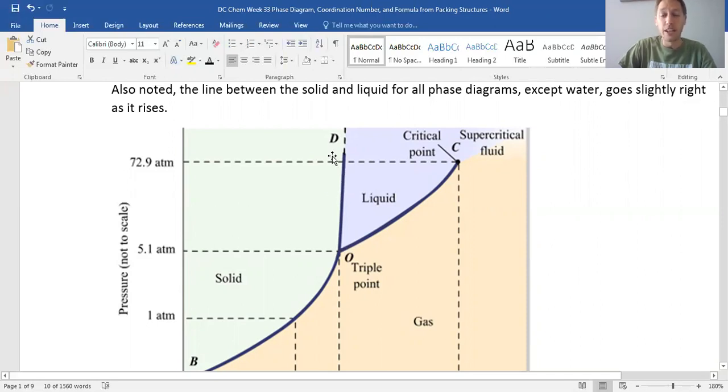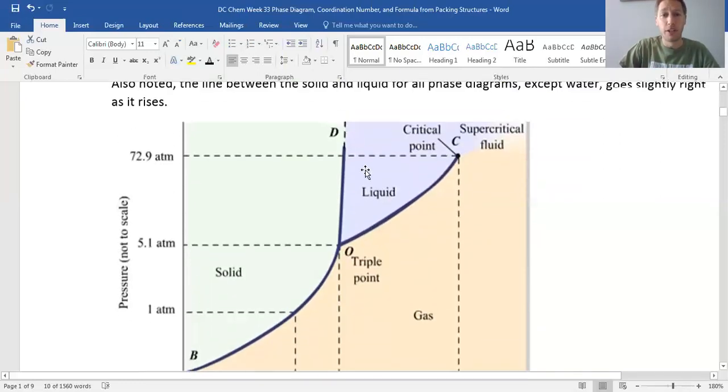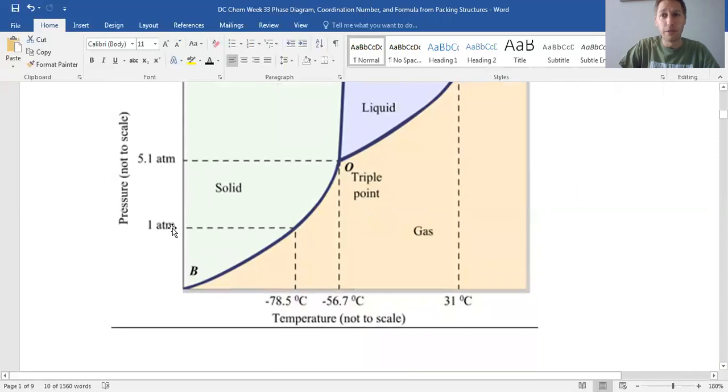So when you're answering questions on the homework assignment, you should be aware that this line here between the solid and liquid bends to the right for everybody but water. So another thing you should be aware of on here, I didn't put it up there, is 1 atmosphere. This is an important place because this is your typical boiling point. At what temperature do you boil?